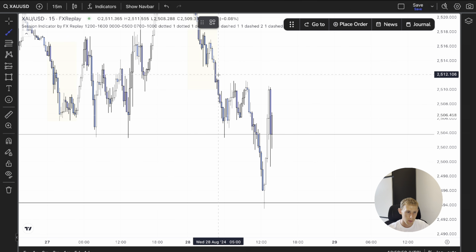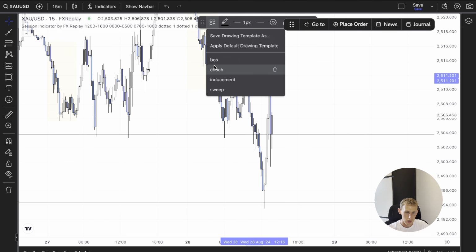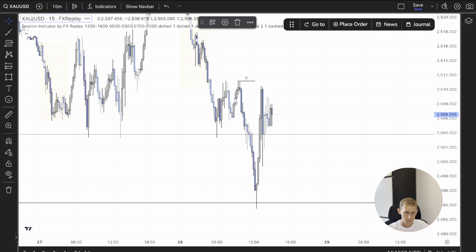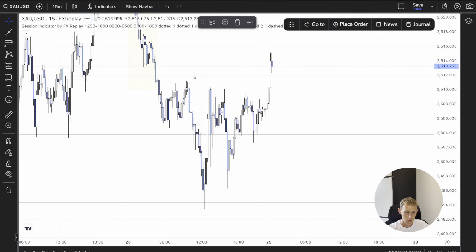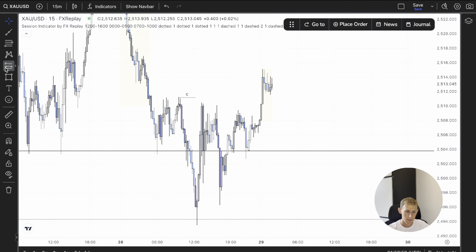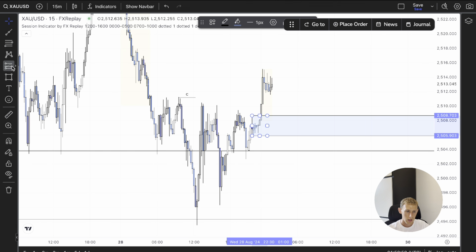Currently, the structure I would want to see broken is this one. This would give us a change of character. Yep, there we go. So we've got that confirmation. We've got an area of imbalanced demand. I'm going to set my limit on this area.